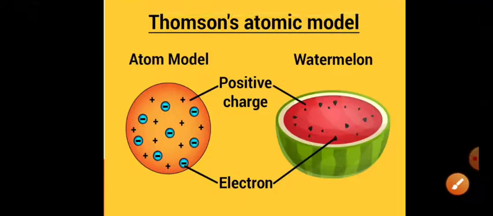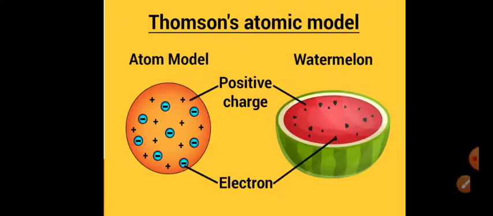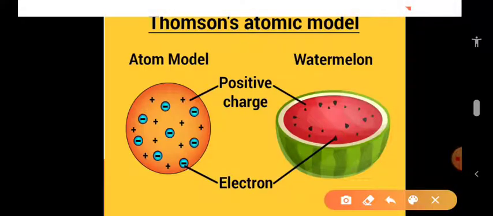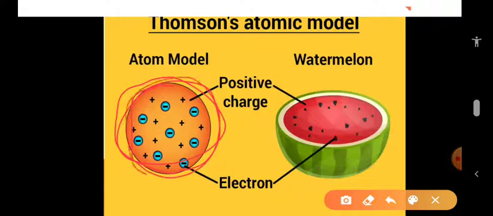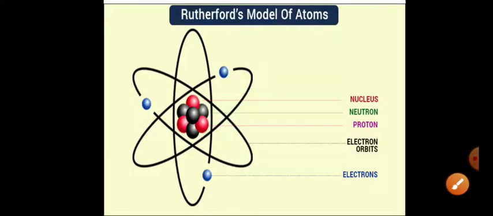Now in the J.J. Thomson atomic model, what did J.J. Thomson propose? Not alpha particles, positive charges. Positive charges are everywhere inside the atom. This is what J.J. Thomson proposed. But the truth is different. After Rutherford's gold foil experiment, Rutherford found that positive charges are not everywhere inside the atom, but at the center only.